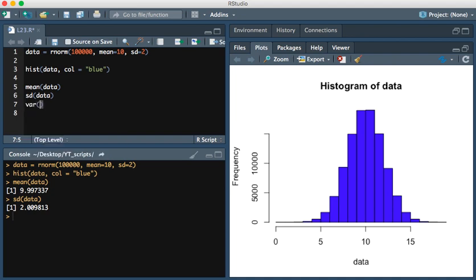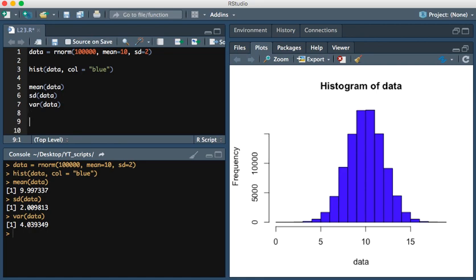In order to find the variance, we use VAR, which is 4, which is the standard deviation squared. And to find the median, we type median with the data. We see, since this is a normal distribution, that the mean is equal to the median.